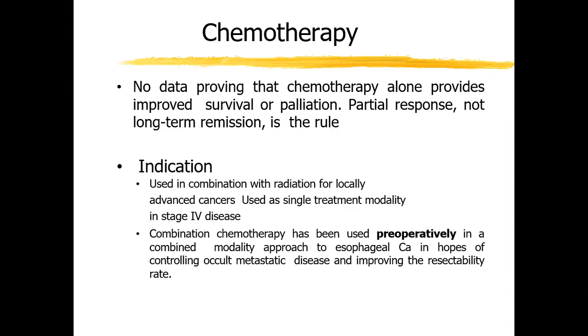Chemotherapy: there is no data proving that chemotherapy alone provides improved survival or palliation. Partial response, not long-term remission, is the rule. Now what are the indications of chemotherapy? It is most of the time used in combination with radiation for locally advanced cancer, used as a single treatment modality in stage 4, that is palliative treatment, and the most common use is combination chemotherapy pre-operatively in a neoadjuvant setting. When you are giving chemotherapy before surgery, it is known as neoadjuvant. In esophageal carcinoma, it is used in the hopes of controlling occult metastatic disease and improving the resectability rate.